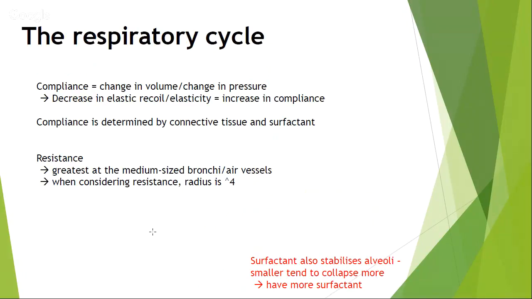The other concepts of interest are compliance. This is really just how easy it is to change the volume of the lung, and that's determined by connective tissue and surfactant. Surfactant will decrease surface tension, and that results in an increase in compliance, and surfactant also serves to stabilise alveoli. Because they stabilise alveoli, the smaller alveoli, which are more prone to collapse, will have more surfactant to help keep them open. The other concept is resistance. You've encountered it before, so just know that radius is to the power of 4. It's the most important factor in determining resistance.